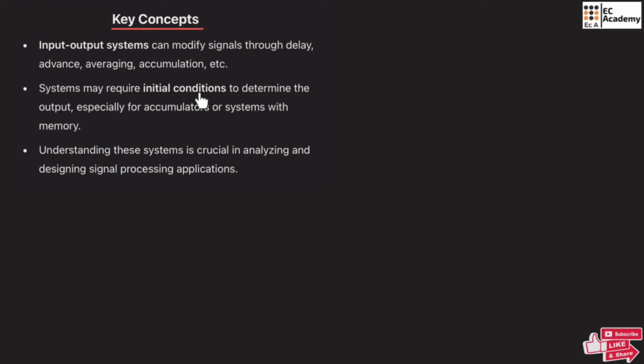A system may require initial conditions to determine the output. We have taken the example in the previous solution, where we have taken some initial conditions. If the system does not have any initial condition, in that case we will take that value as 0. If there are some initial conditions, we can easily find the output of the system, especially in the case of the accumulator or the system with memory. So these systems will require the initial condition for the operation.